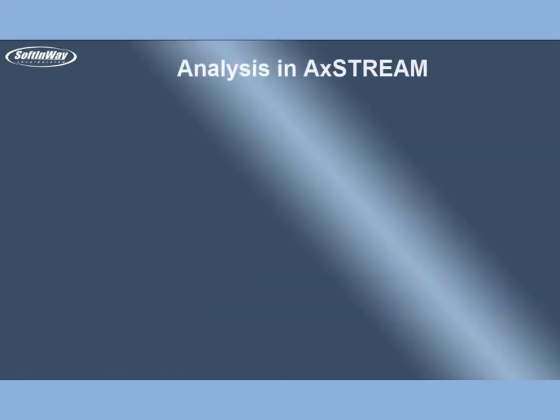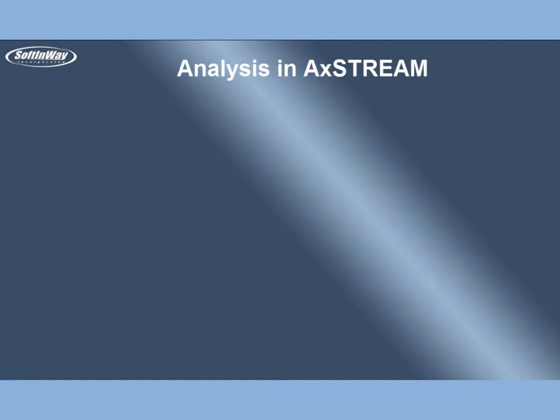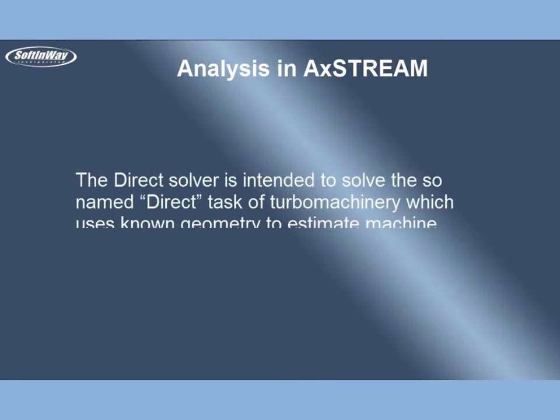Analysis in AxSTREAM. The design phase is followed by the analysis phase. Analysis provides the final performance estimation for any machine designed in AxSTREAM. The analysis task in AxSTREAM is performed with Direct Solver, which is a central part of the AxSTREAM suite. The Direct Solver is intended to solve the so-named direct task of turbomachinery, which is using known geometry to estimate machine performance.